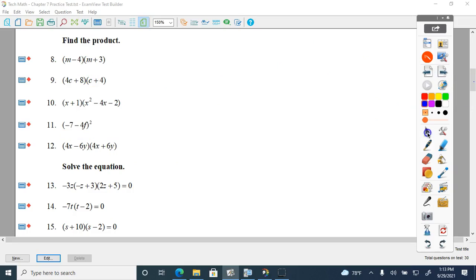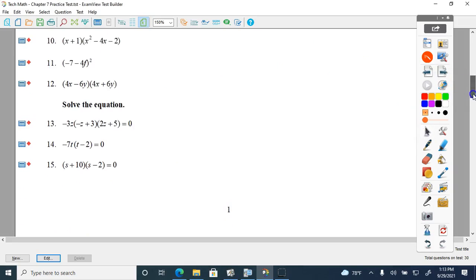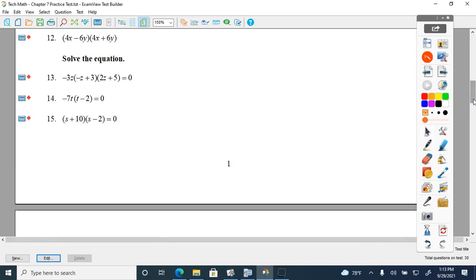Rolling right along. 13, 14, and 15. These may require work, and they may not. So, we set all of these equal to what? 0, right? Okay? So, negative 3z equals 0. So, what would z have to be there? 0. All right? Negative z plus 3. What would z have to be?